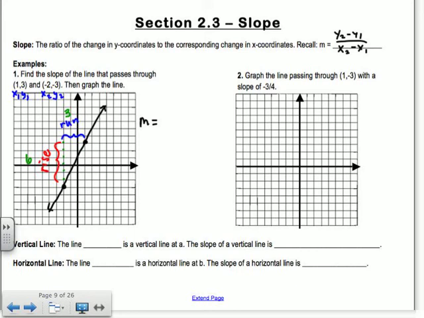All right, so I have, let's see, y2 minus y1, so -3 minus 3 all over -2 minus 1, so it's -6 over -3, and that's why it was positive 2.